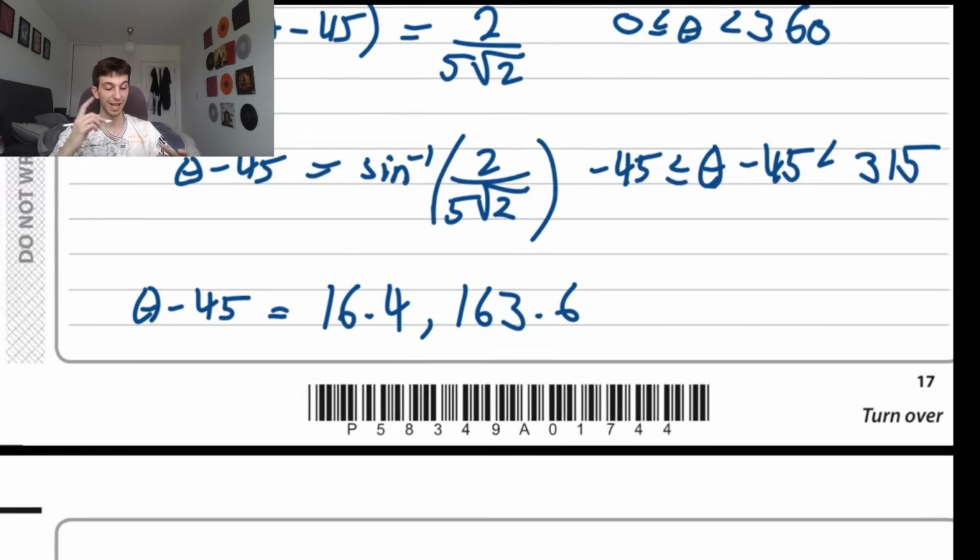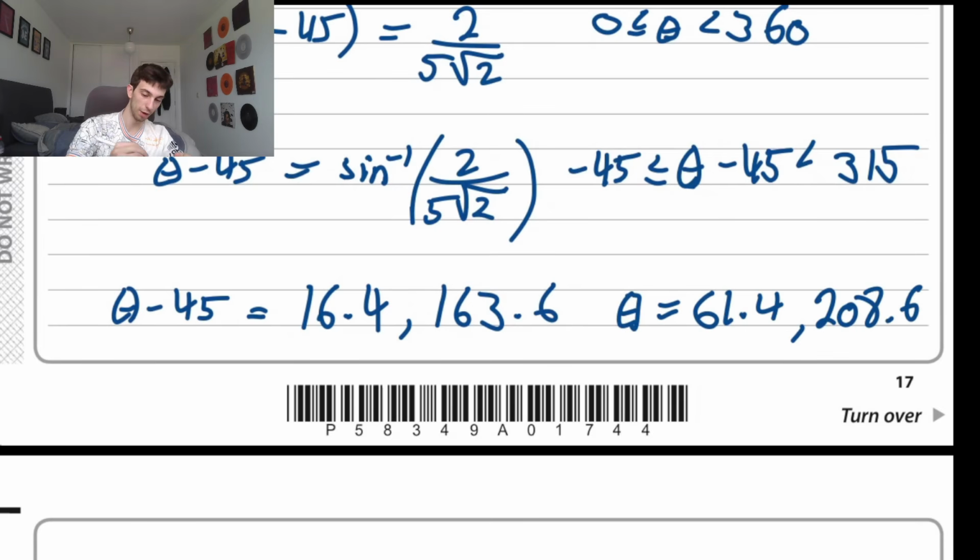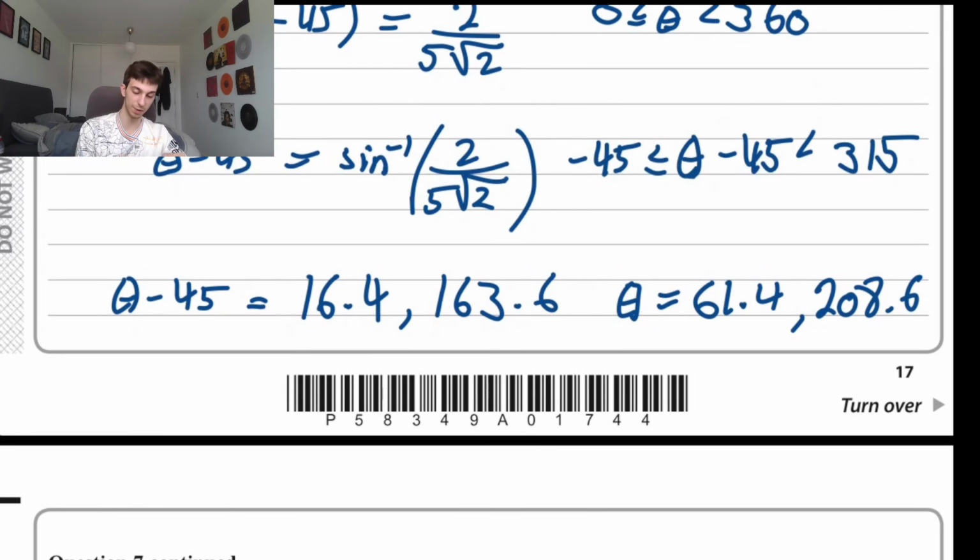Now we can see from here, if we started adding or taking 360 to either of our solutions, it would be outside of our acceptable range, so we don't have to worry about any other solutions. But we don't care about theta minus 45, we care about just theta. So to find our solutions for theta, we have to add 45 to both solutions. 16.4 plus 45 gets us 61.4. So we have 61.4 as our first solution. Our second solution is 163.6 plus 45, which gets us 208.6. So our two solutions for theta within our range of theta larger than or equal to 0, less than 360, are 61.4 and 208.6. That's your final answer to question 7.